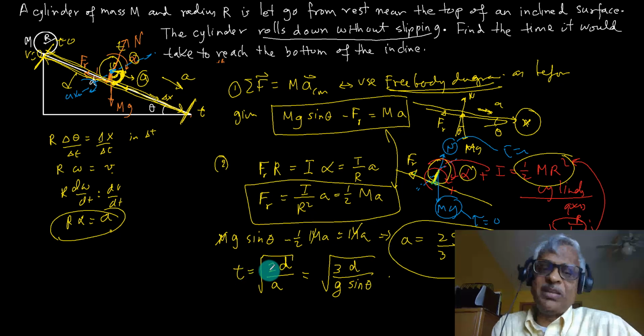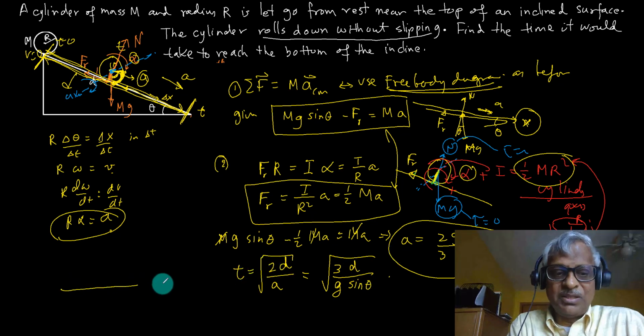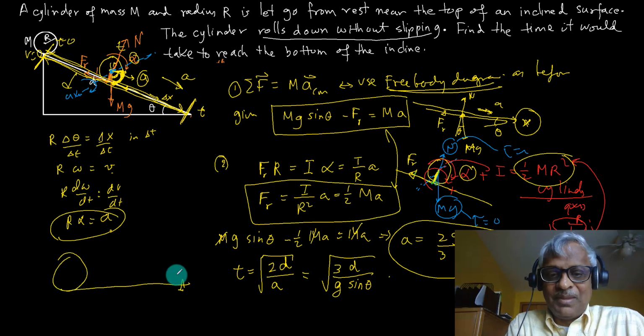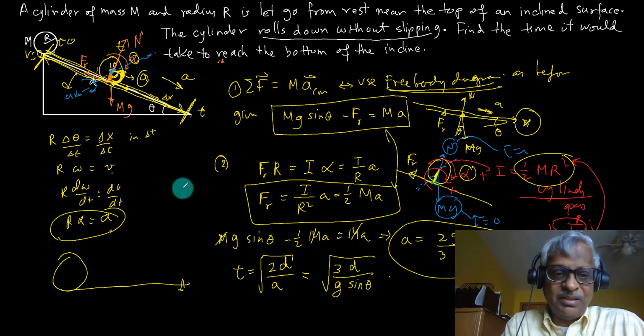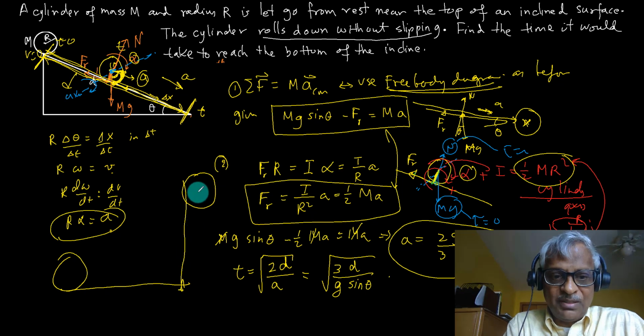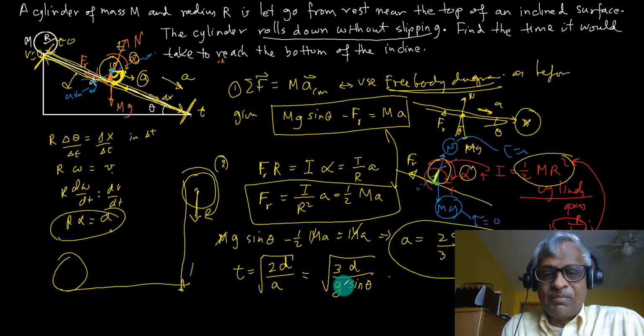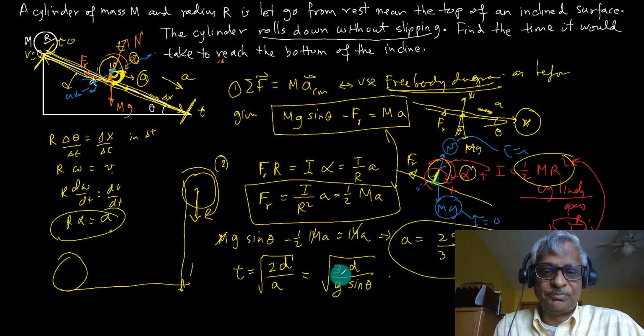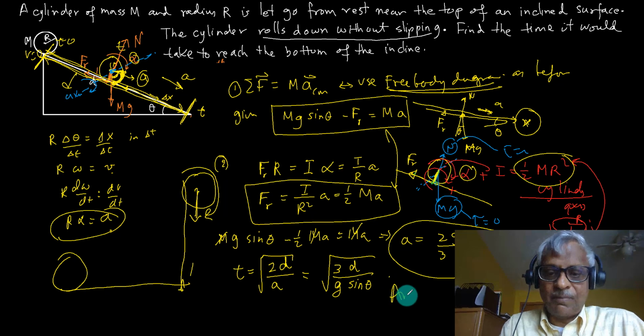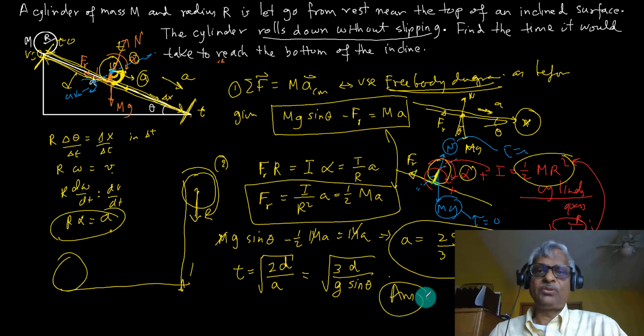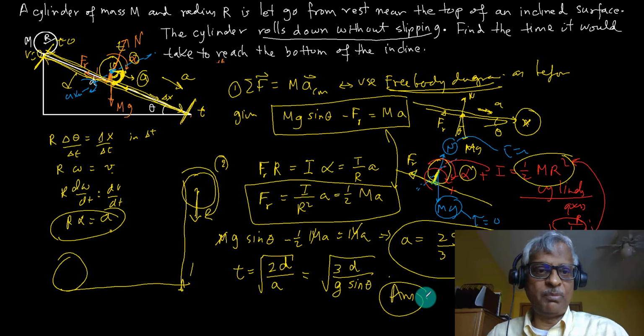So if theta was 0, this would be infinite time. That's, of course, if theta was 0, the incline is like this. So it's never going to get there. When theta is 90 degrees, if you drop straight from here, it's not dropping, but rolling. It's rolling along. Then it's going to be 3d over g. So this is the answer. Okay, so that does it for this problem.